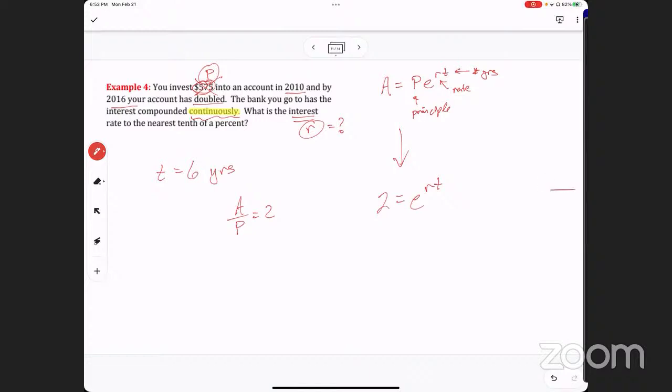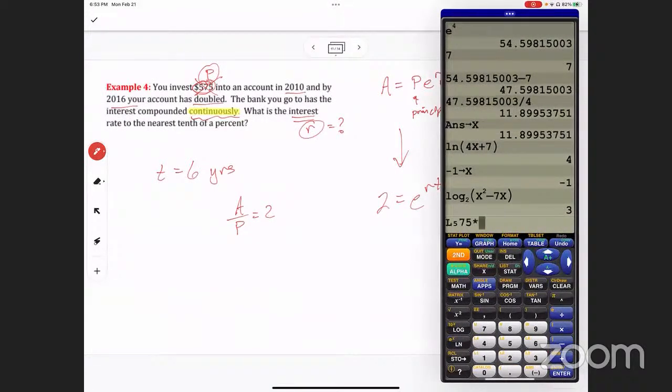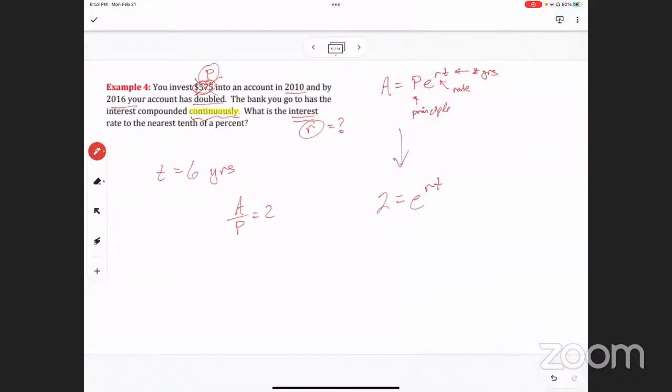If you want, you can just double 575. 575 times 2, you can just double it, 1150, and you can set it up like this: 1150 equals 575 times e to the RT. But what you're going to do is divide this by this, and you're going to get this equation. That makes sense? So now, remember, we know T. What is T? 6. So it's 6R.